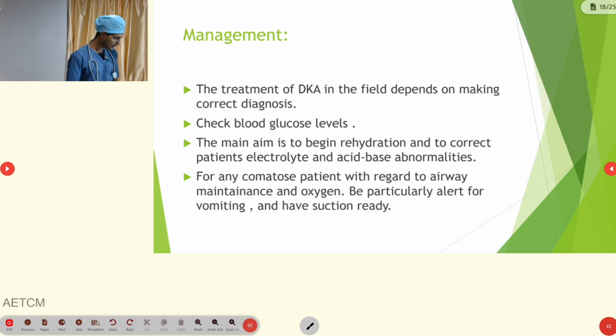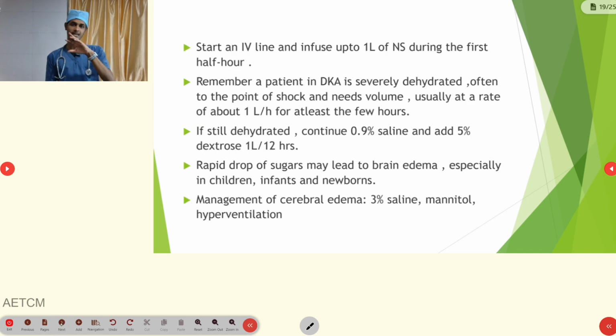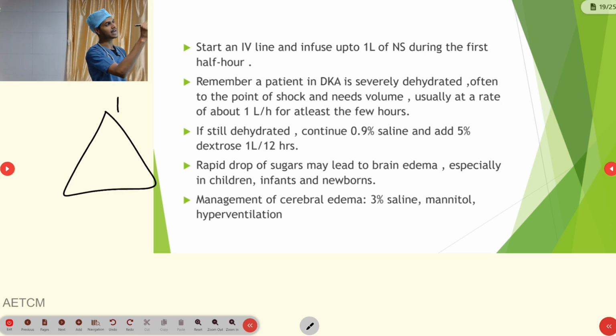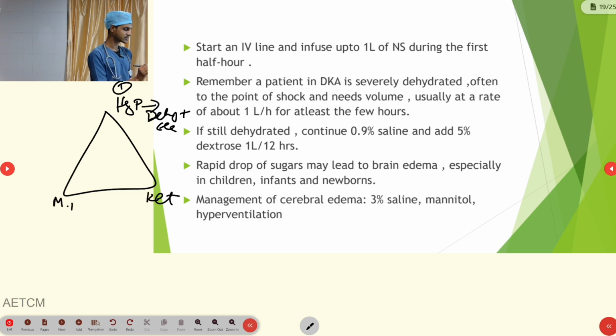Okay. So for management in DKA, what are the things you have to keep in mind? Again I will write the triad: hyperglycemia, and secondary to hyperglycemia you will have dehydration plus electrolyte imbalance. Second, you will have ketone bodies. Third, you have metabolic acidosis. So the first primary management in DKA is to replace the lost volume. You have to address the dehydration. That is the first and foremost step we have to do, both in pre-hospital and in-hospital.